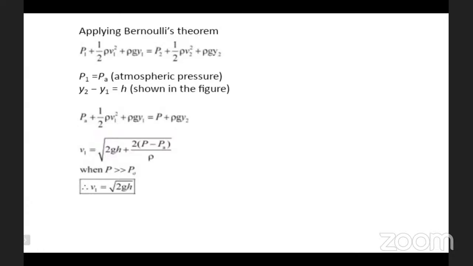P1 plus 1 by 2 rho V1 square plus rho G Y1 equals P2 plus 1 by 2 rho V2 square plus rho G Y2. P1 equals PA, the atmospheric pressure, Y2 minus Y1 equals H, and PA plus 1 by 2 rho V1 square plus rho G Y1 equals P plus rho G Y2. So V1 equals under root of 2GH plus 2 into P minus PA by rho, when the pressure is greater than the atmospheric pressure, and therefore the velocity V1 equals under root of 2GH. This is Torricelli's law.